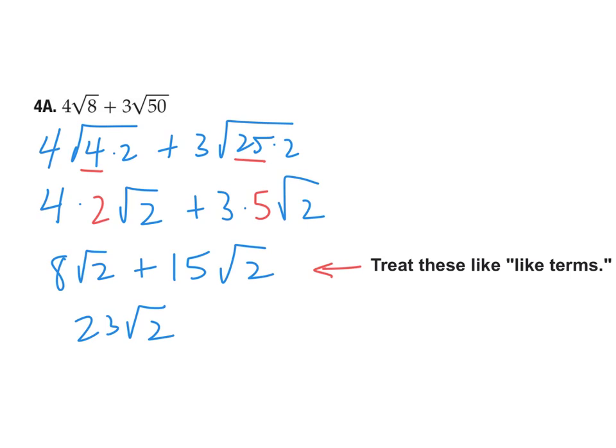So the hardest part here is finding the perfect squares that go into the numbers, simplifying as far as you can, and then hopefully there'll be some like terms and you can add them. There won't always be like terms, but you still want to try to simplify as far as you can. Okay. Are there any questions on that problem? Okay, let's look at another one.